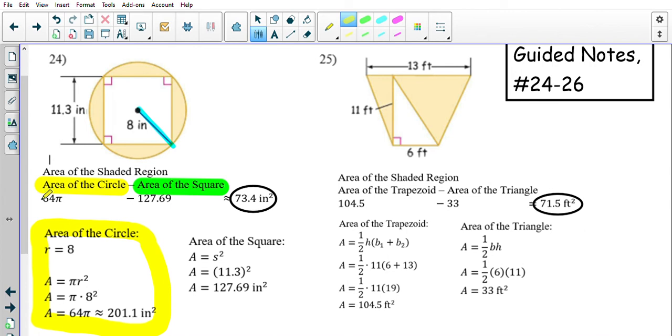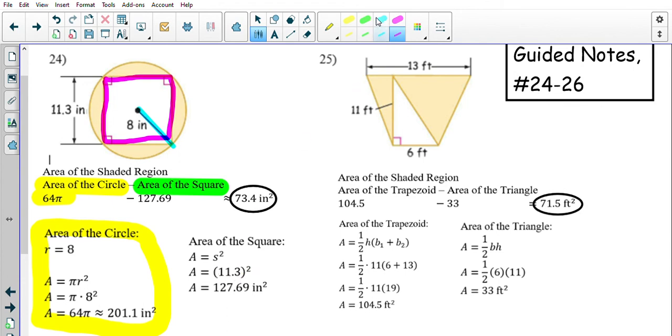And I wrote it right up here. So area of the circle is 64 pi. Now for the square, I'm going to go ahead and just highlight that in purple. That's this region that we're going to take off. Not very good highlighting there. But every side has length 11.3. So we do 11.3 to the second power, or 11.3 times 11.3.